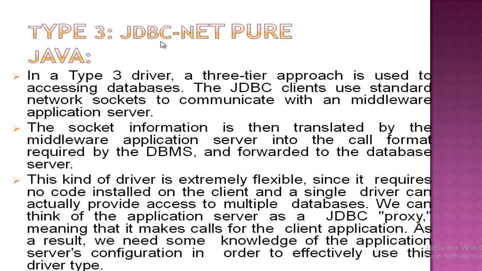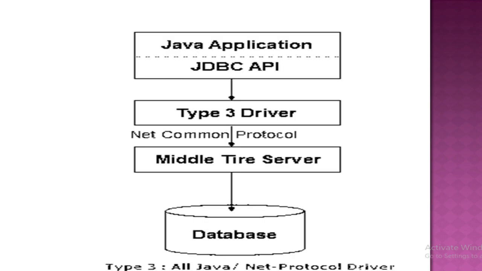Type 3, JDBC Net Pure Java. In this type of driver, the advantage is that it doesn't require any native library, the second is database independence, and third is that it provides a facility to switch over from one database to another database. The disadvantage is that it is slow due to the increase in network calls, right?